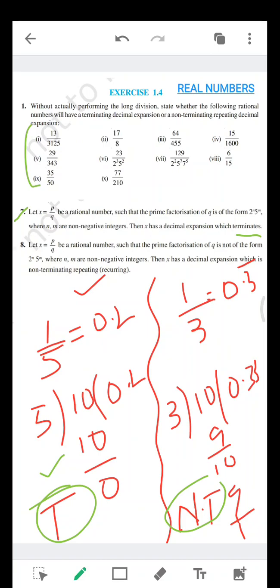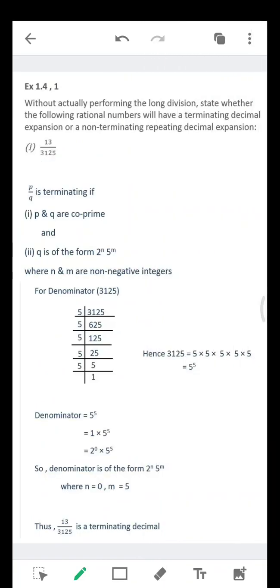So let's begin with the first bit. In the first bit, for p by q to be terminating, the rules are p and q must be co-prime. I told you what co-primes are. Co-primes means they should not have a common factor other than 1, meaning they should be in simplified form. 13 by 3125 are not further divisible, so their common factor is 1, and q should be of the form 2 power n 5 power m. So let's check it now.